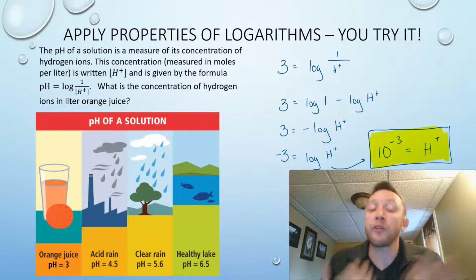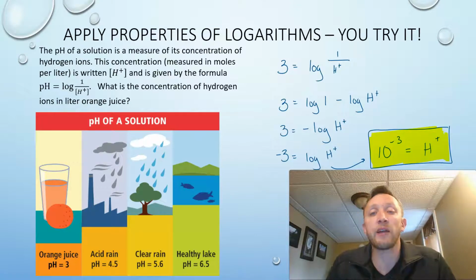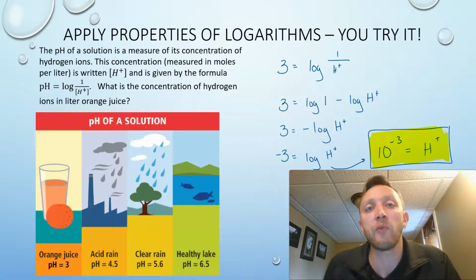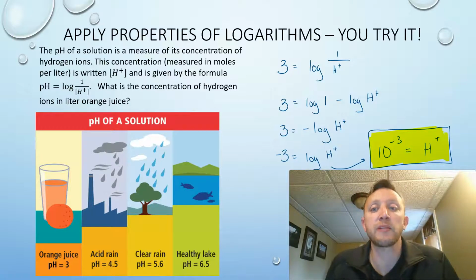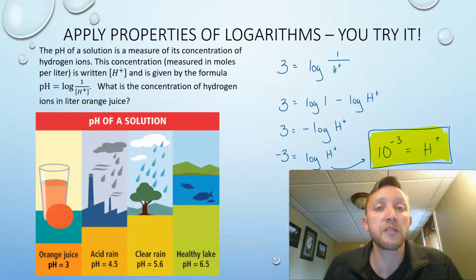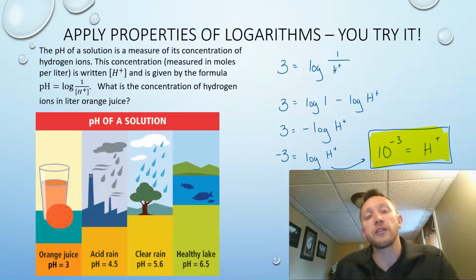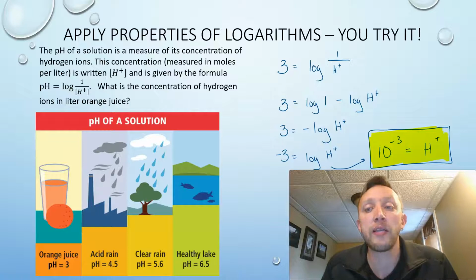Your first step, you'd put 3 in that equation just like we did earlier. So we'd have 3 equals the log of 1 divided by H+. Pull that right side apart, so it'd be the log of 1 minus the log of H+. Log of 1, remember, is 0, so we'd have 0 minus that, or just negative log of H+. Change that to be a positive, so it'd be negative 3 equals log of H+. And then finally, write your answer: 10 to the negative 3rd power equals H+.